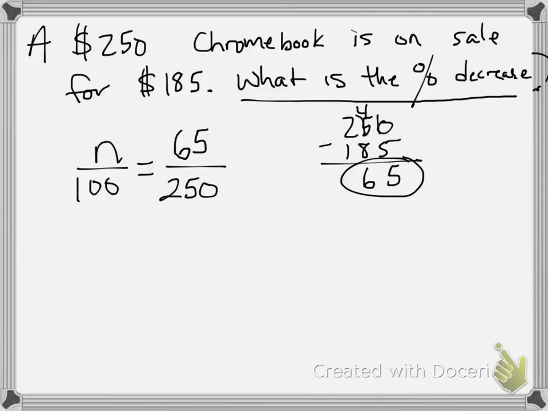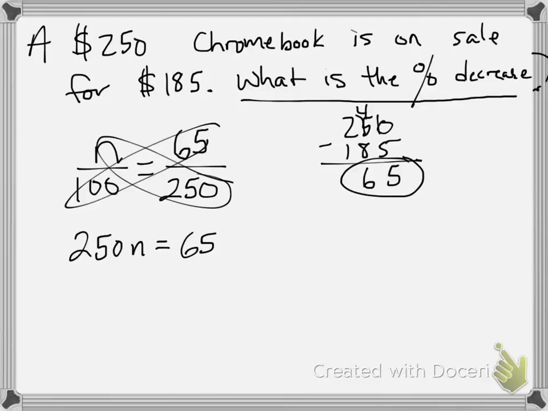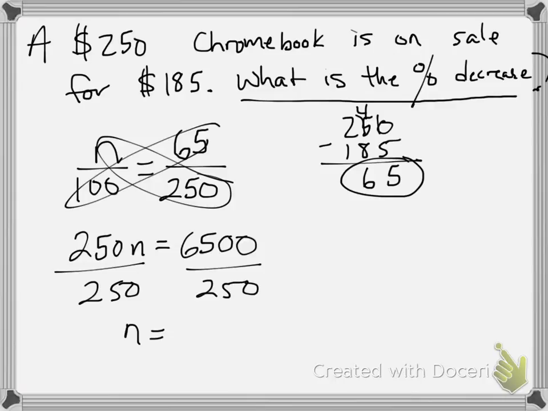And that is the number that's going to go here, because that's the difference between these two numbers. Now remember, 250, that was my original number. So now I'll just cross multiply. I have 250n equals 6,500. Divide to find the variable. And n will equal 26. So this is a 26% decrease.